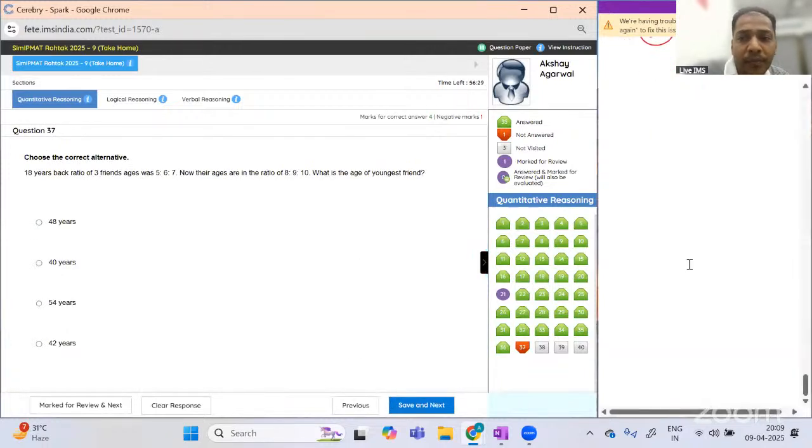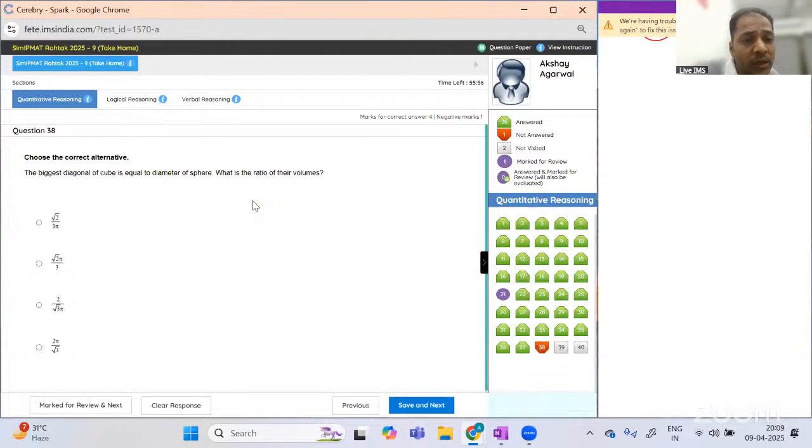18 years back, the ratio of 3 friends' ages was 5 to 6 to 7. Now the ages are in the ratio 8 is to 9 is to 10. Luckily, the difference of the ratios has remained the same. I can clearly say from 5 to 8, the age has increased by 3 parts. It increased by 18 years. Each part is equal to 6. Therefore, the current ages are in the ratio 8 is to 9 is to 10. Each part is equal to 6. Therefore, the youngest friend is 8 into 6, that is 48 years.